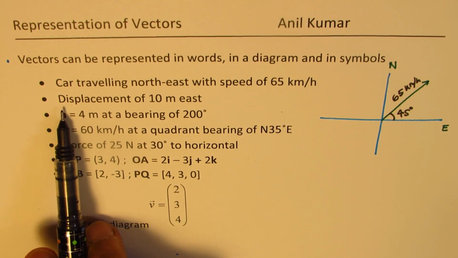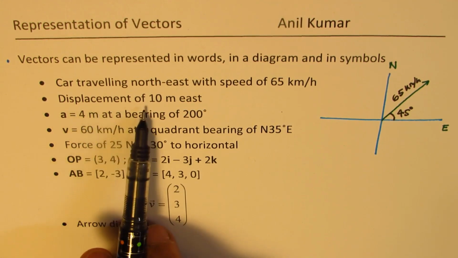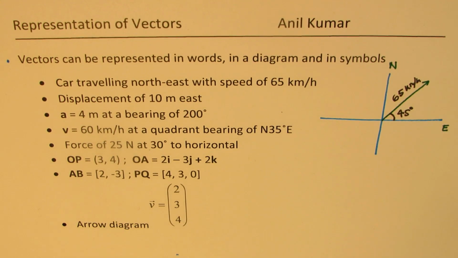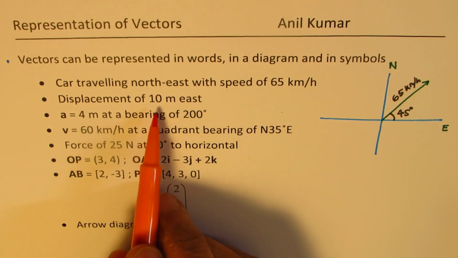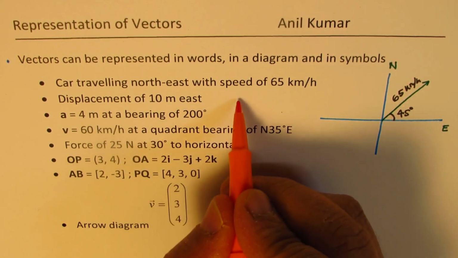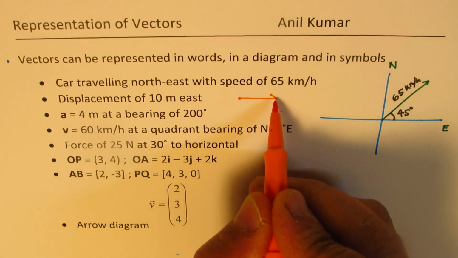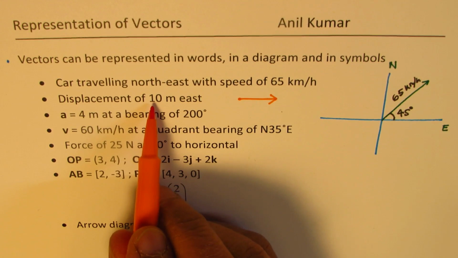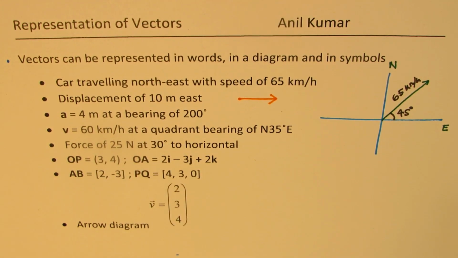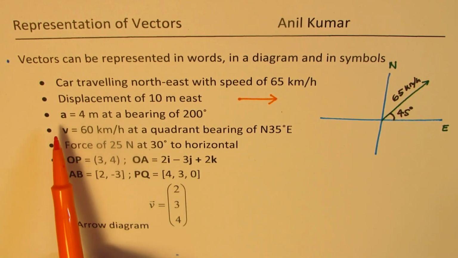Then we have the second example, which is displacement of 10 meters east. Well, we'll make different diagrams, but we could show it on this diagram itself. 10 meters east will be this arrow pointing towards east, and the length will give you 10 meters. Does that make sense to you, right?